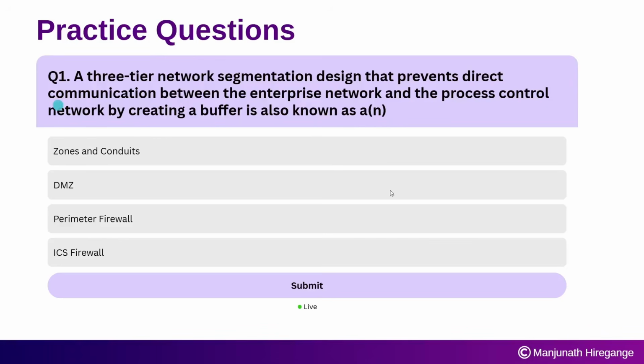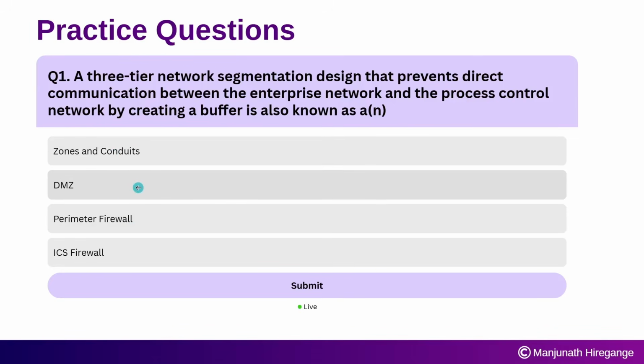So here is your first question. A three-tier network segmentation design that prevents direct communication between the enterprise network and the process control network by creating a buffer is also known as: your options are zones and conduits, DMZ, perimeter firewall, and ICS firewall. So take your time and guess the answer.